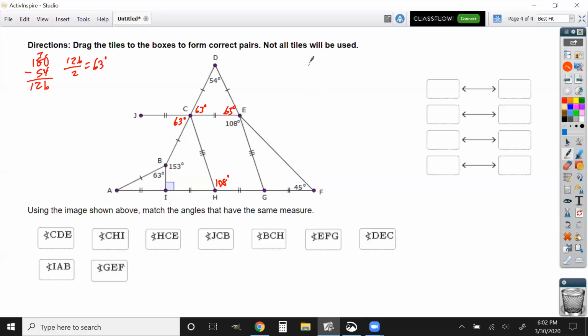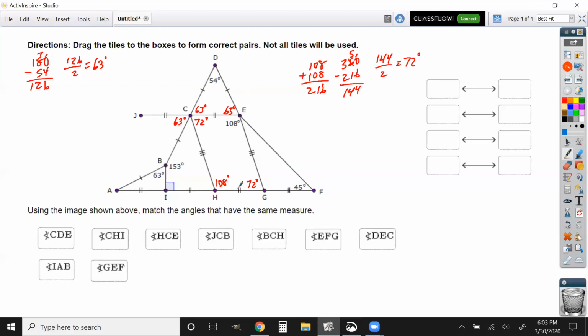So if I said 108 plus 108, that's 216, and then take 360 degrees for the quadrilateral minus the 216. Let's see, what is that? 144, and divide that two ways. That would be 72 degrees each. So this is 72, and this is 72.